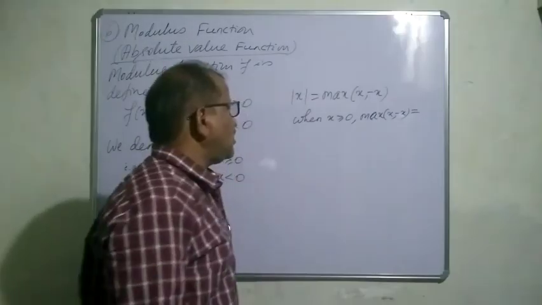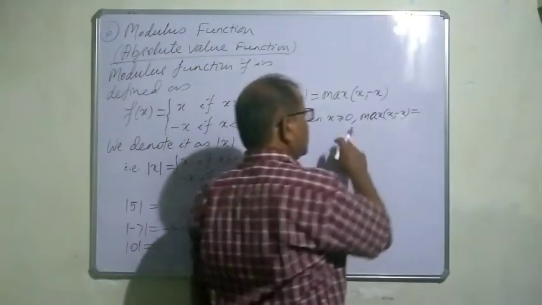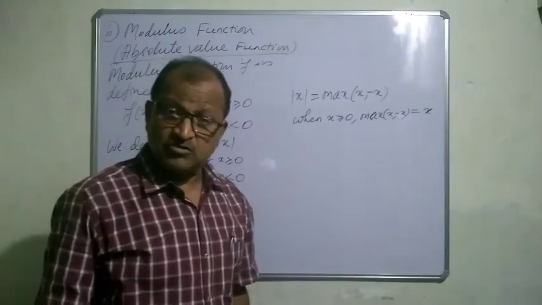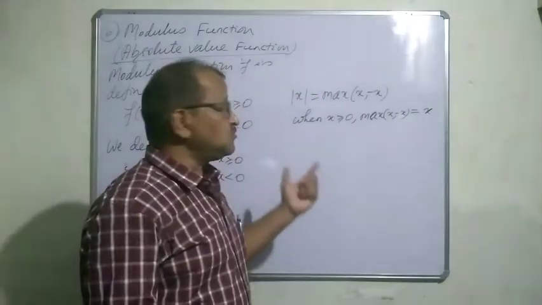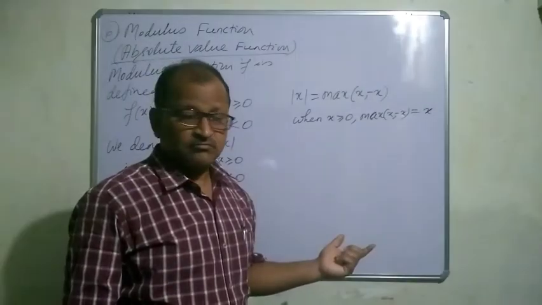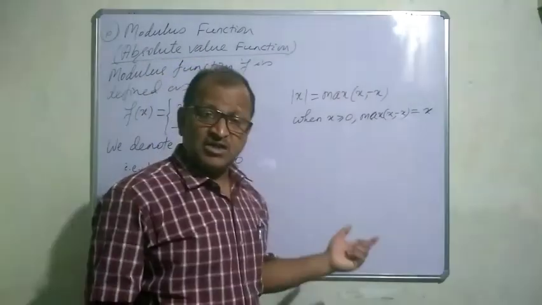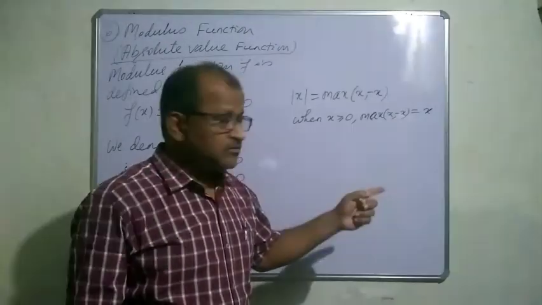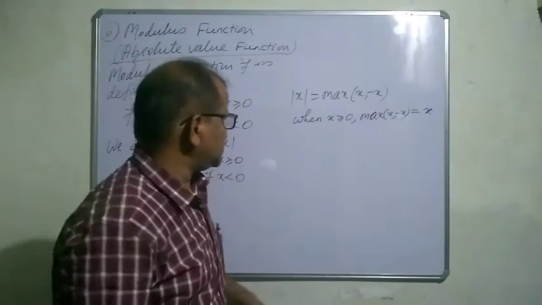It will be equal to x, because if x is greater than or equal to 0, then minus x will be less than or equal to 0. Less than means it is to the left of 0. So who will be greater? x will be greater. So its value will be x.